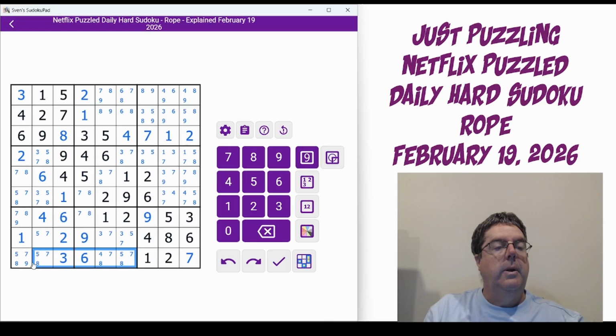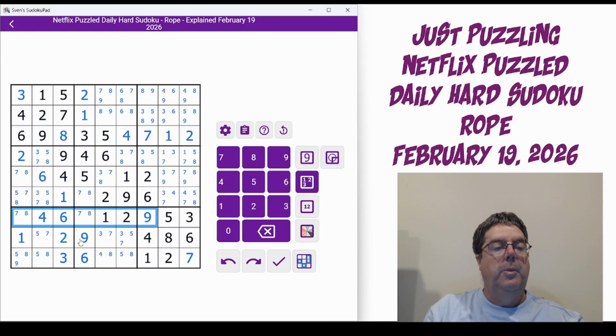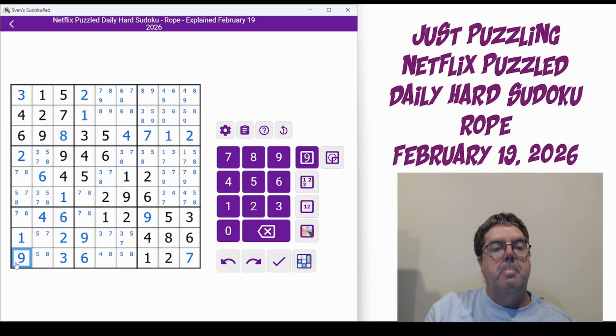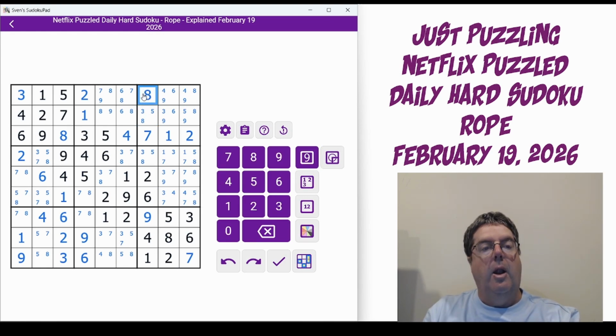So 7 comes out of here, and 9 comes out of here. So that means 9 comes across here, 9 comes across here, and 9 comes down here. So that's a 9 there. Okay, so 9's there. So still keeping them coming up here. These can't be a 9. So that makes this a standalone 8.